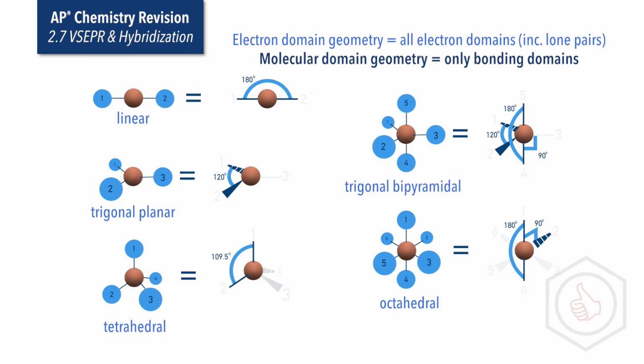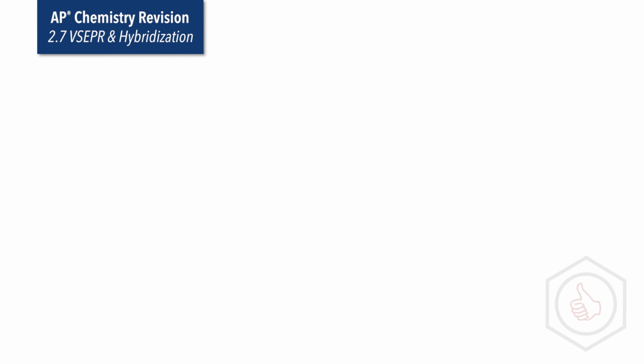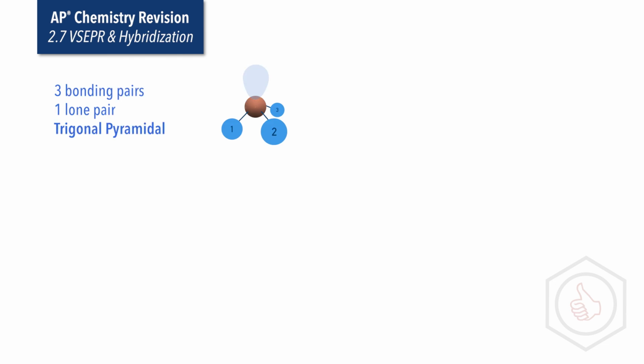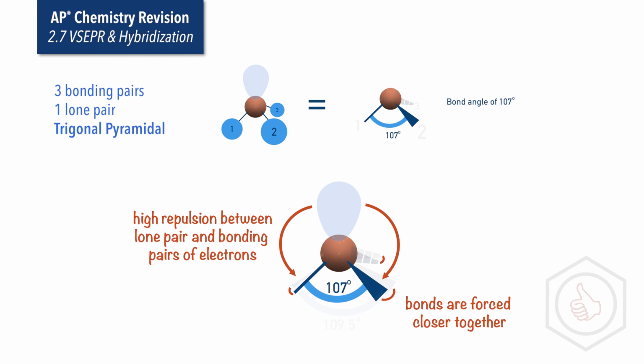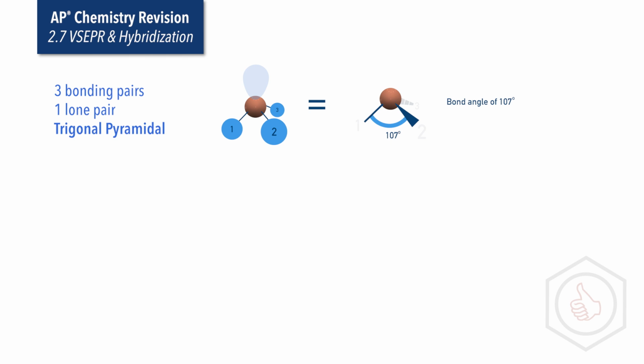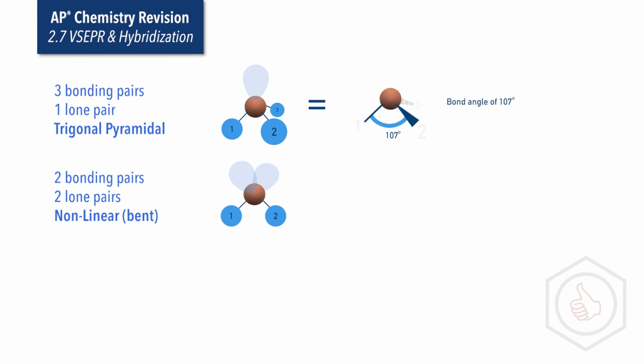For example, if the central atom has 4 electron domains but 1 lone pair, then the molecular geometry is trigonal pyramidal, with a bond angle of approximately 107 degrees. Notice the bond angle is slightly less than in a tetrahedral arrangement because the lone pair of electrons repels the bonding electrons more than the bonding electrons repel each other, meaning they're squeezed closer together, giving a slightly lower bond angle. If the central atom has 2 bonding pairs and 2 lone pairs, now the shape is nonlinear, and the bond angle is decreased even further to approximately 104.5 degrees.